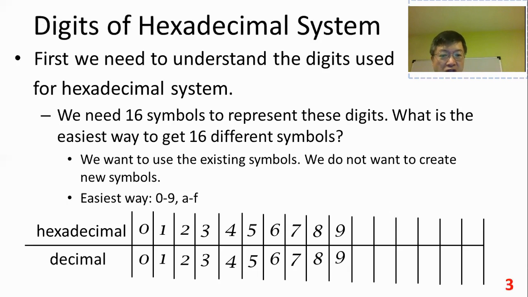So we can represent the hexadecimal digits. Here, I made a chart, right? For the first 9, hexadecimal and decimal are exactly the same. So we look at the last 6 digits.